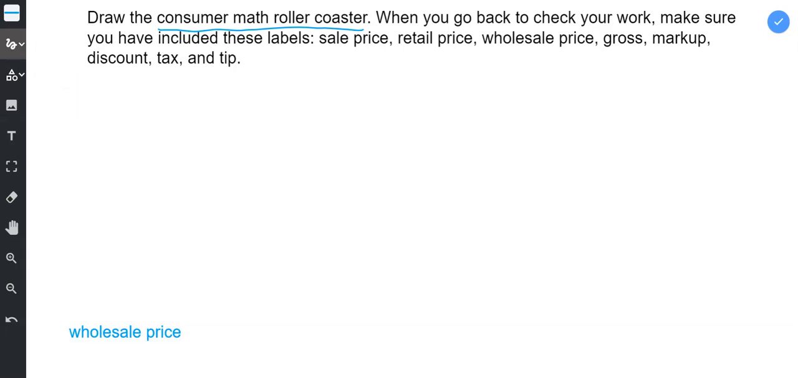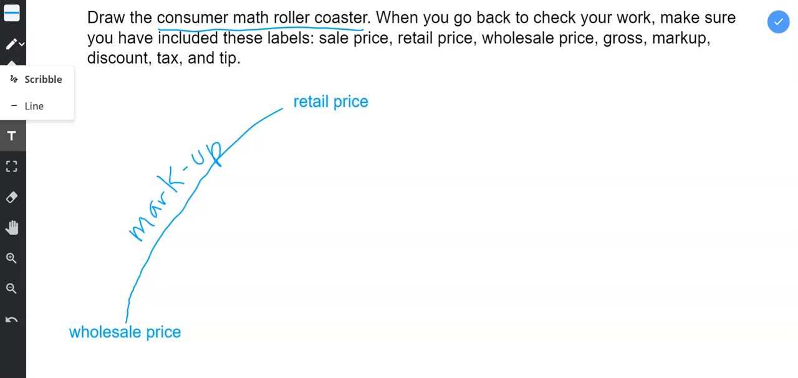Then from here, the retailer purchased it for a wholesale price, but then they need to increase the price, so they're going to mark up the price. Markup, so they're increasing the price. And then once they've increased the price, we arrive at a new price that is called the retail price. The retail price is the price that the store set to cover overhead and profit. So this is the price that you see on the price tag at the store.